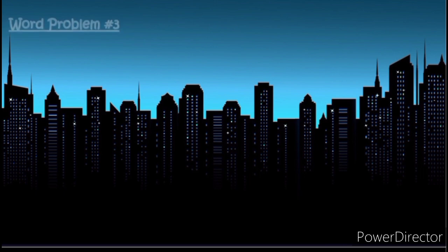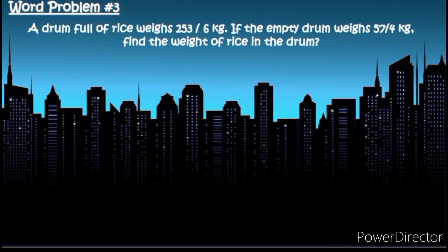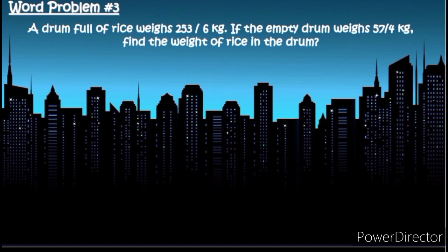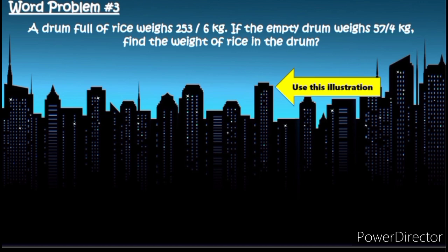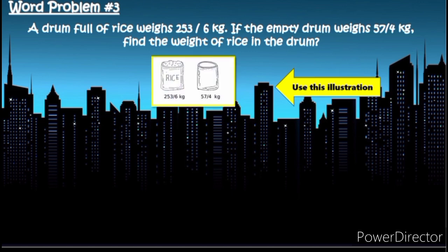Word problem number 3. A drum full of rice weighs 253/6 kg. If the empty drum weighs 57/4 kg, find the weight of the rice in the drum. Use this illustration. The weight of empty drum and the weight of drum full of rice. Convert to similar fractions. Their LCD is 12.